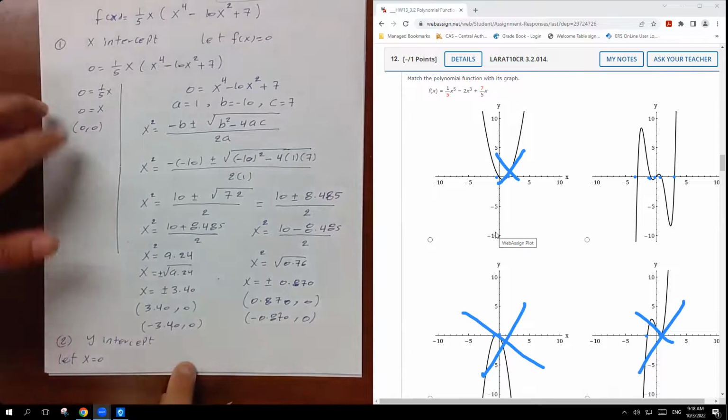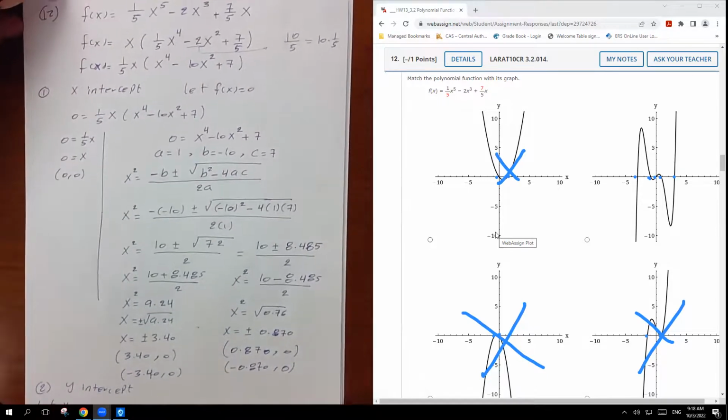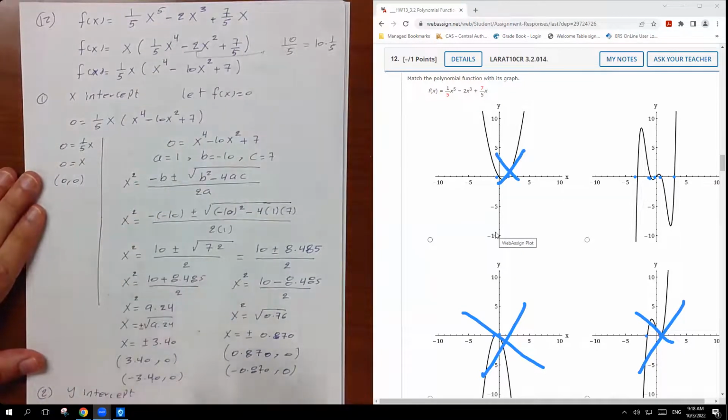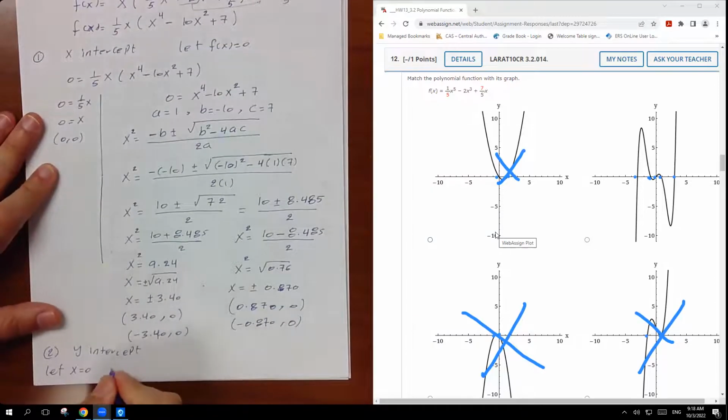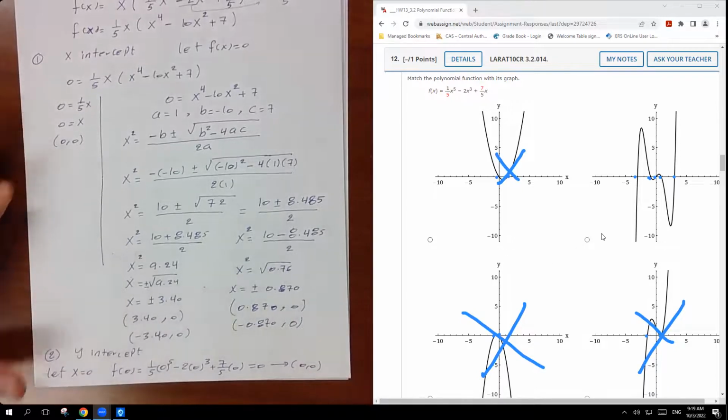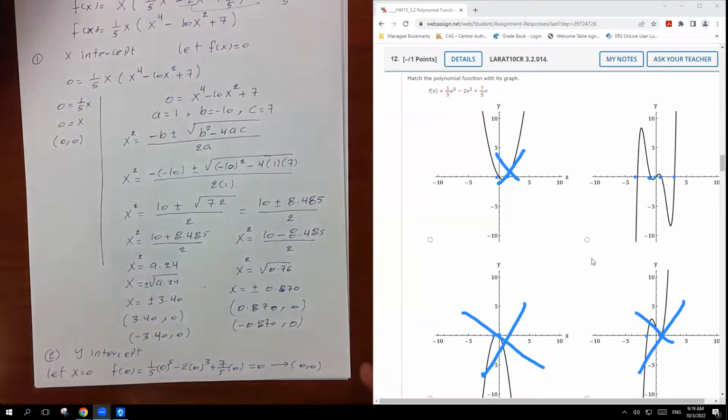So I'm going to go back to the original one. If you put 0 here, 0 here, and 0 here, that means f of x is going to be 0. So f of 0 is equal to 1/5 times 0 to the power 5 minus 2 times 0 cubed plus 7/5 times 0, which equals 0. That means the point is going to be (0, 0), which is exactly this one here in the middle. It's the x-intercept and y-intercept at the same time.